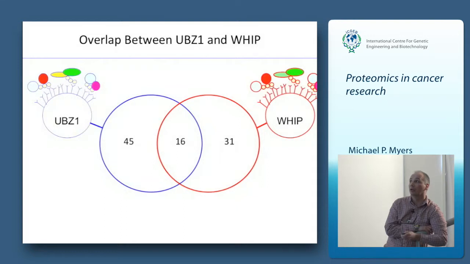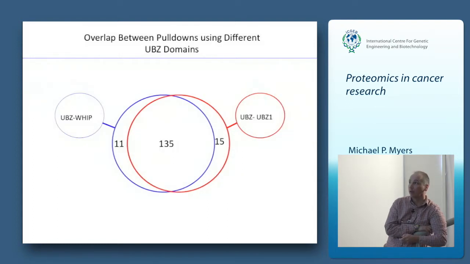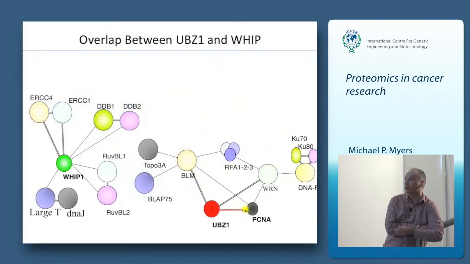If I take the ubiquitin binding domain from this one and the ubiquitin binding domain from this one, without the rest of the protein, and do the same experiment, then I get this picture. Almost everything is the same, with very little overlap. If you look at the proteins that come down and do a typical interaction mapping experiment, it looks really different.